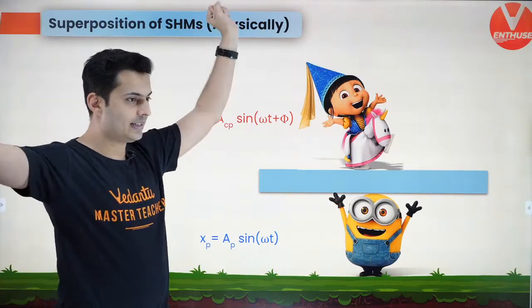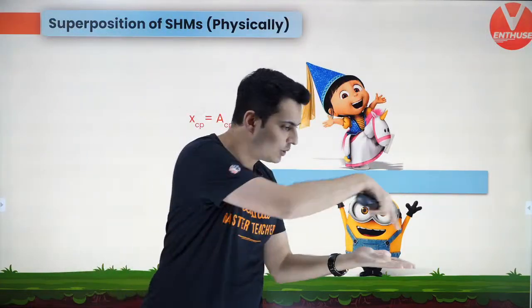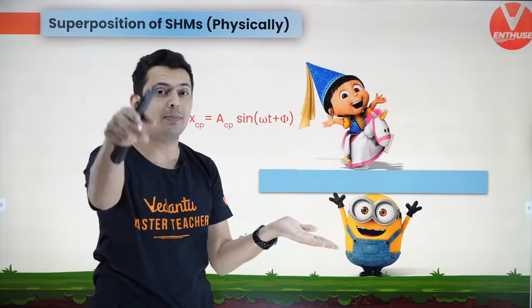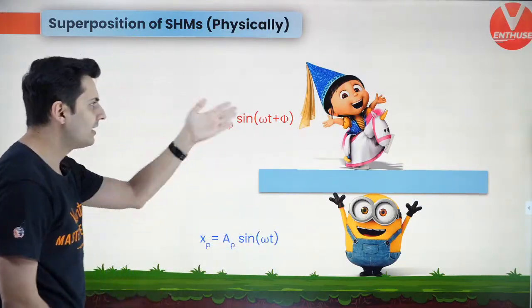Yes. So Pandu is holding that plank. That plank will also go left and right. And on that, Champa is going to go left and right with respect to the plank. Now guys, think about it.